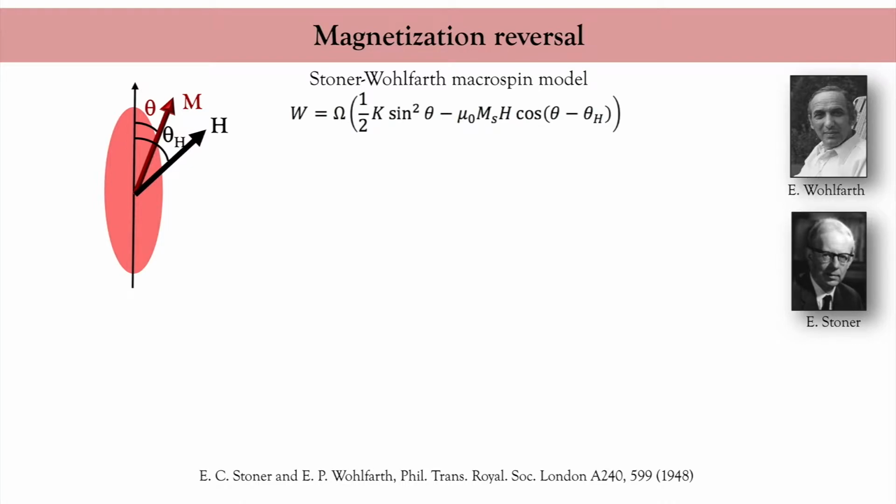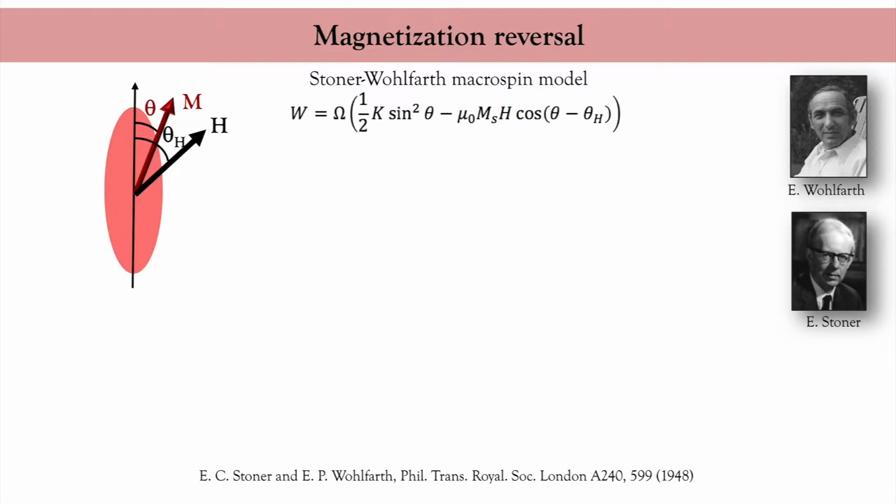In this example, we are going to consider a small magnetic particle with uniaxial anisotropy. Because this particle is assumed to be very small, the magnetization is homogeneous and behaves like a macrospin. This is called the Stoner-Wohlfarth model.